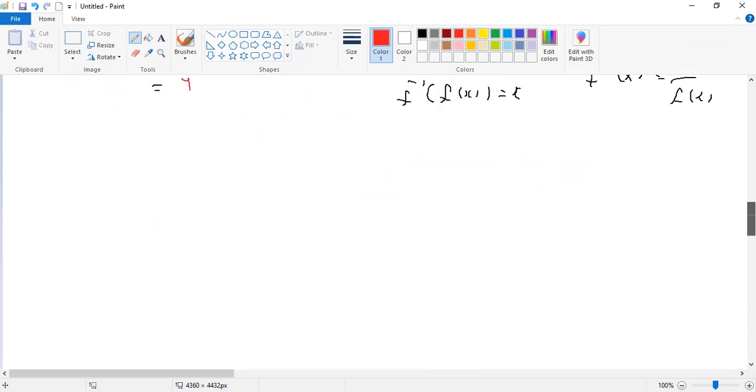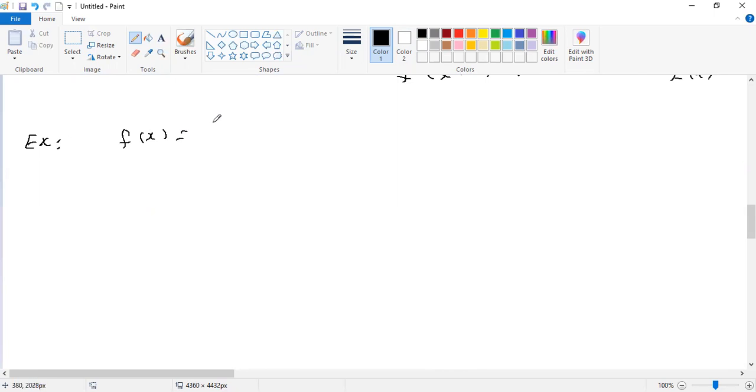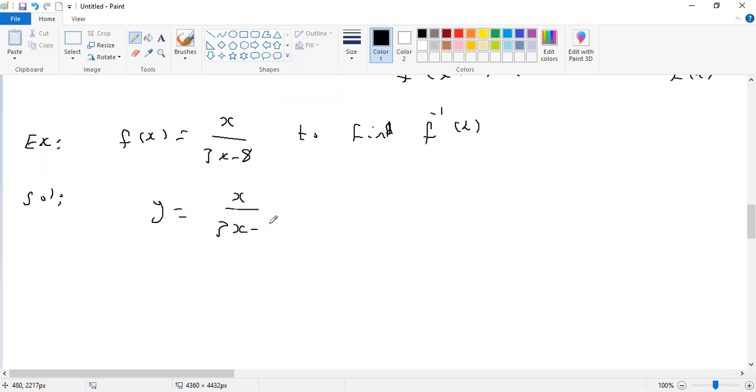Okay, another example. Let us say f of x is equal to x over 3x minus 8. Now this function is also 1 to 1. All the functions given are 1 to 1, because if not 1 to 1, we cannot find the inverse. So to find the inverse, the solution, what do we find again? We find f inverse of x. Now, y is equal to what? x over 3x minus 8.